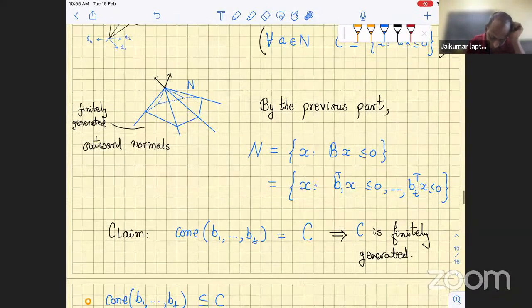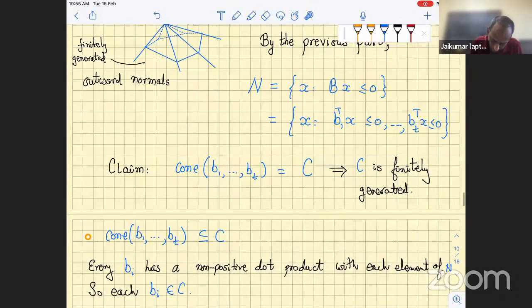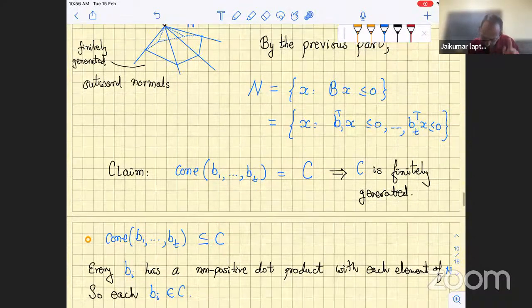Now, what do we need to show? We need to show that this cone is the same as this cone. So there are two things to show. Is this cone contained in this cone? And could it be that there are points in this cone which were not covered by this cone? So first we will show that everything in this cone is contained in C. Let us see.